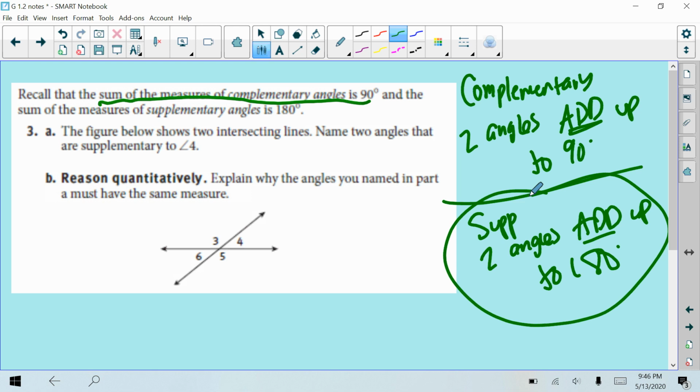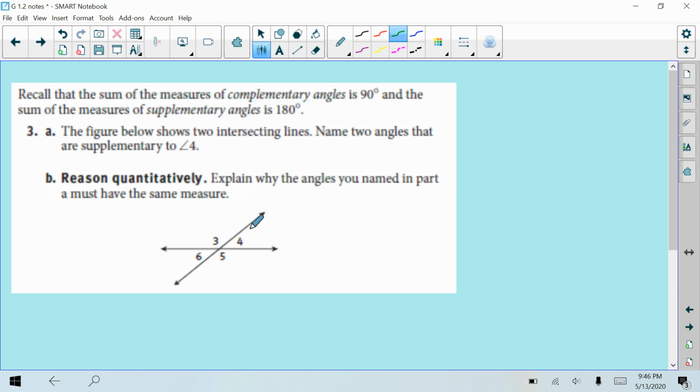Number 3, the figure below shows two intersecting lines. Name two angles that are supplementary to angle 4. So here's angle 4. What angle with 4 adds to 180? Well, 3 with 4 adds to 180 because that angle added to that angle makes a straight line, and the straight line is 180.